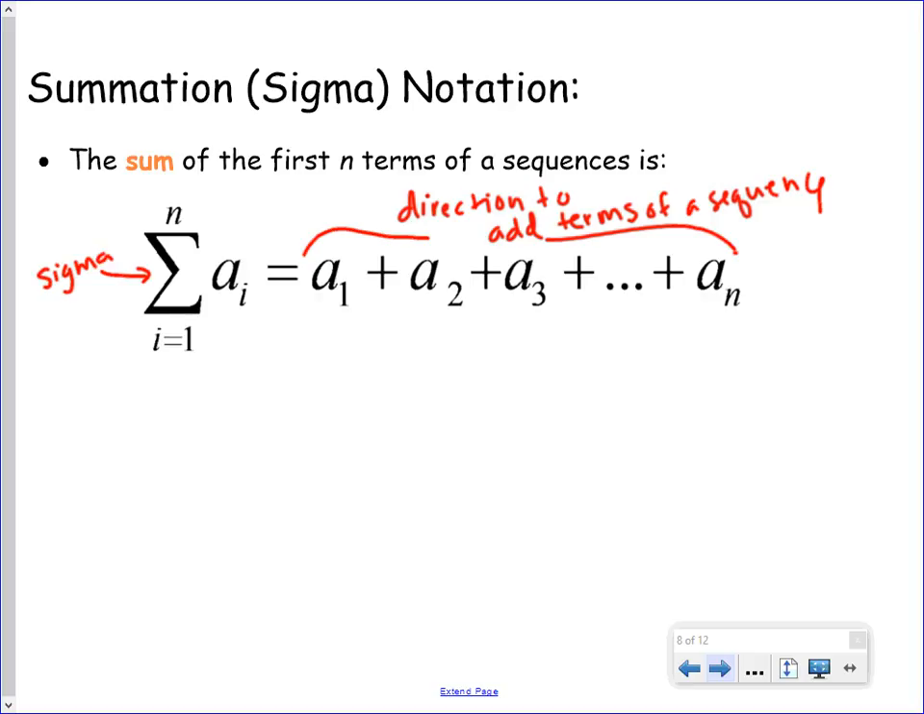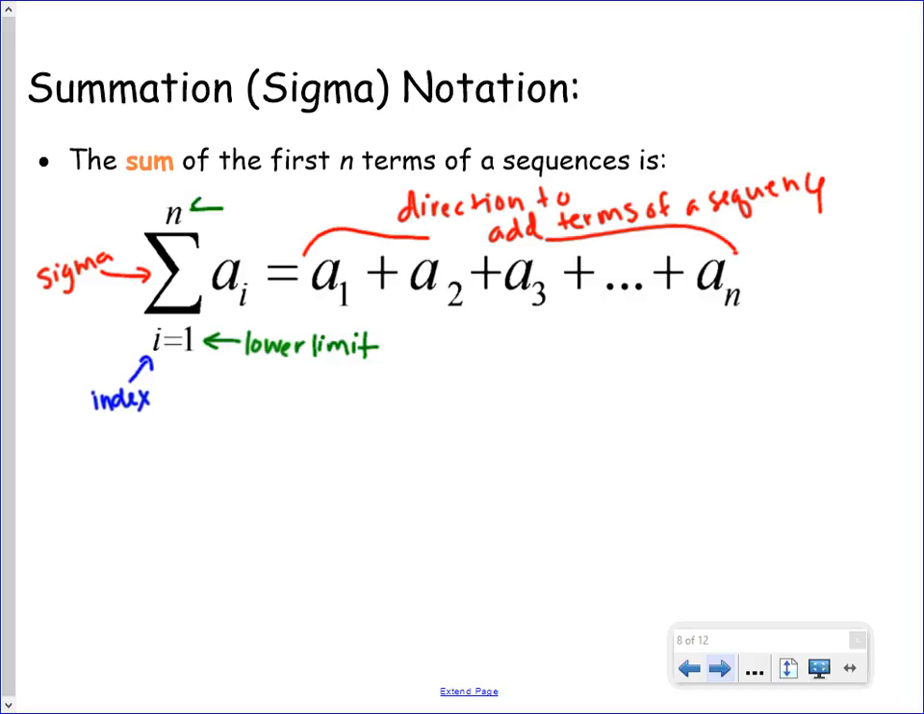This is your index. Index doesn't have to be i. The most common letters for index are i, j, k, and n, so you can use any letter that you want. And the index first is given to you in terms of a lower limit. So notice it says i equals 1. The first term I start with is a sub 1. If this bottom piece right here said i equals 5, the first term in my sum would be a sub 5.